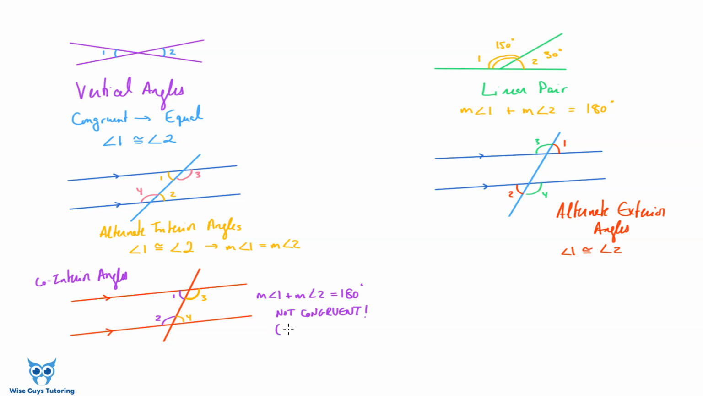Unless, of course, they were each 90. Then that would be fine. They can be 90 and 90. That's a good combo too, but that would mean that this line is perpendicular, which is a special case, I guess. Okay, so co-interior angles add up to 180.